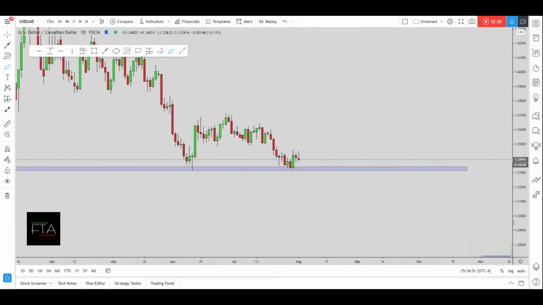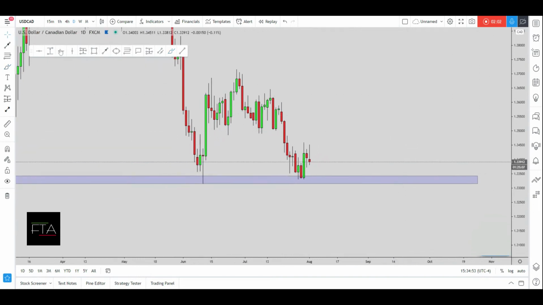Going down on the daily, what can we see? On the daily time frame, we can see that the previous daily support, which is now turned resistance, is exactly this area here. So previous support turned resistance. And what we can also notice is that the previous support turned resistance, now turned support on the daily time frame, if we look at this price action, is exactly here.